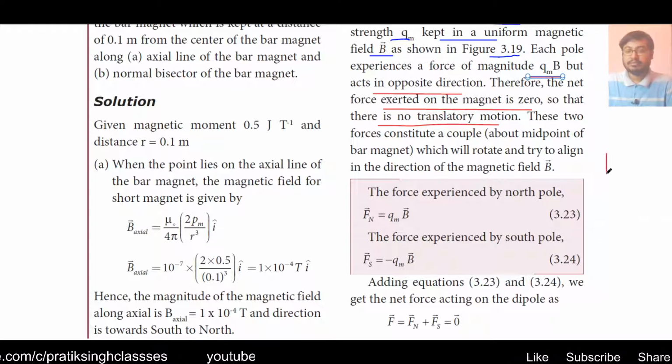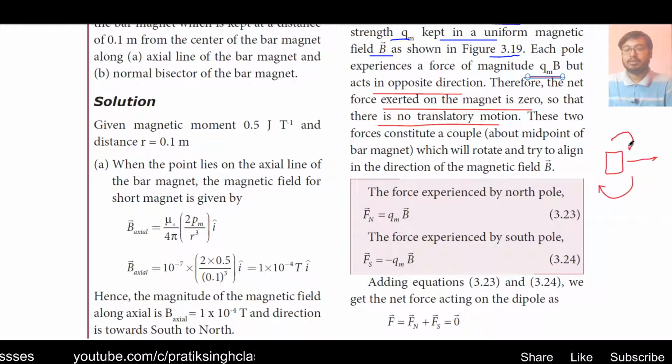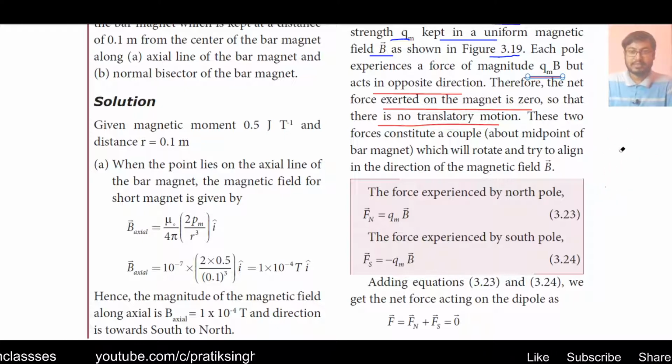Translatory motion means when an object moves forward, and rotatory motion means when it rotates. Here, because of force we get translatory motion, and because of torque we get rotatory motion. As you have studied in standard 11th physics, linear motion and angular or circular motion, the same thing is here.